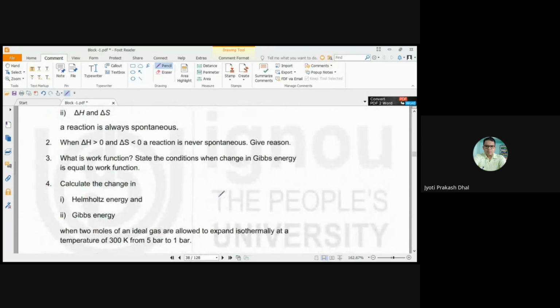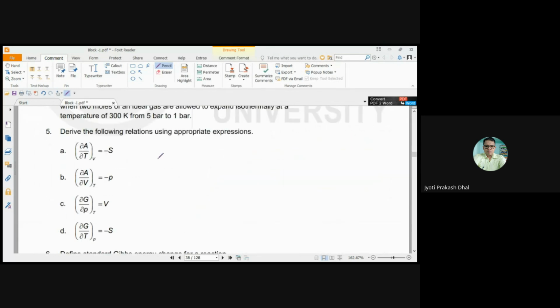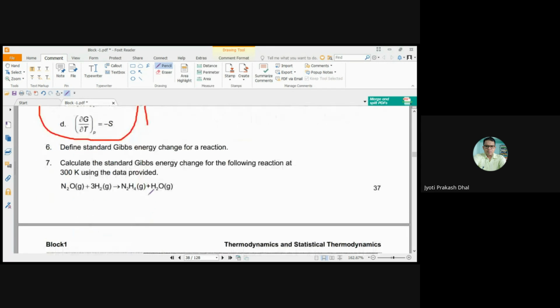Now coming to some terminal questions. Here you can see: derive the following relations using appropriate expressions. So these are the Maxwell's relations. From the Maxwell's relationships you can derive all these equations.